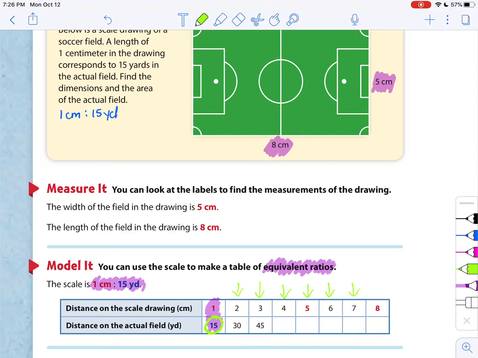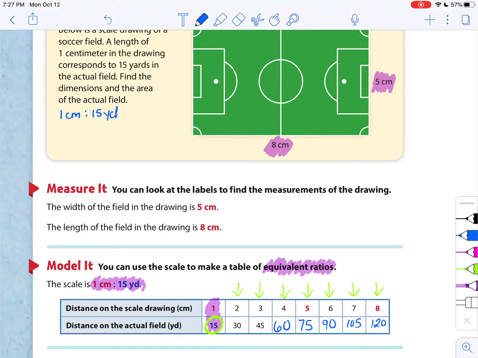So 2 times 15 is 30. 3 times 15 is 45. 4 times 15 is 60. 5 times 15 is 75. 6 times 15 is 90. 7 times 15 is 105. And 8 times 15 is 120.